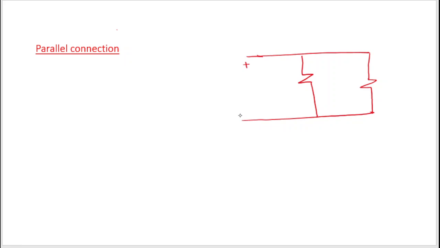Let's draw the circuit. Consider two resistors connected in parallel. The voltage across it is V. Current through it is I. Now the current flowing through each of these is I1 and I2. This is the resistor R1, this is the resistor R2. Now in the parallel connection, the voltage across both the resistors will be equal, that is capital V.